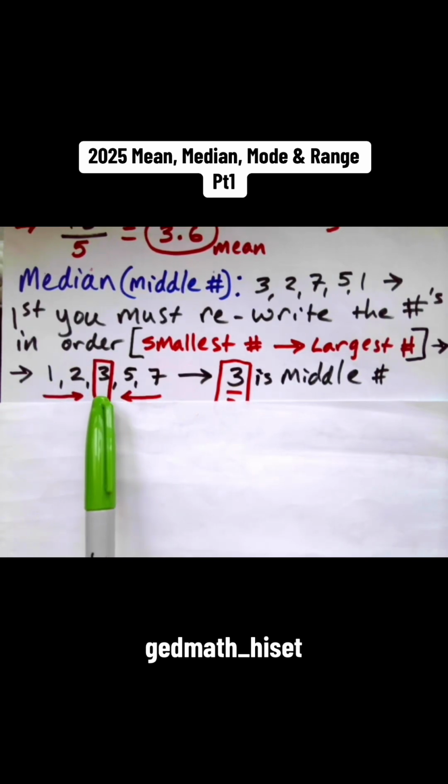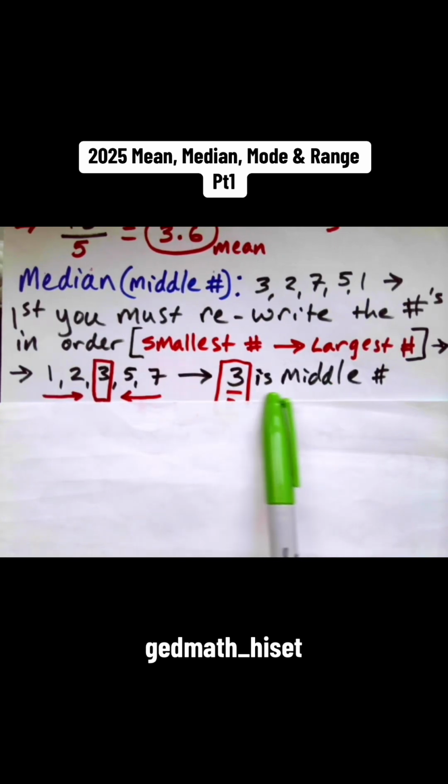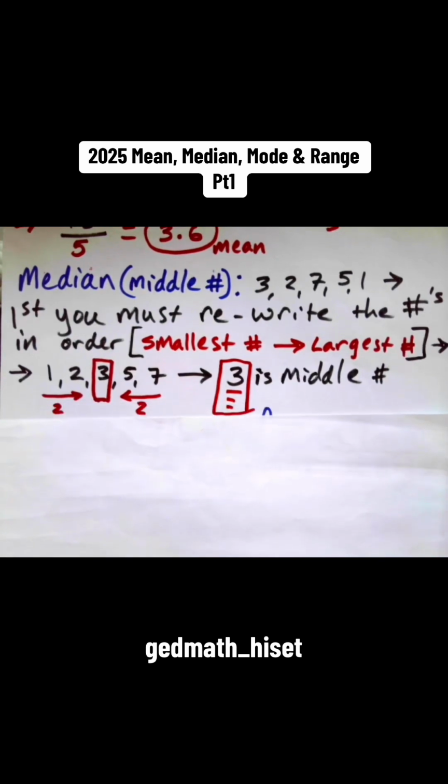The median is always the middle number. So 3 in this example is our middle number. That's our median. Our median is 3. But it's easy to find a middle number in an odd data set, right? There are 5 numbers. It's an odd data set. There'll always be a middle. What do you do when there is no middle number?